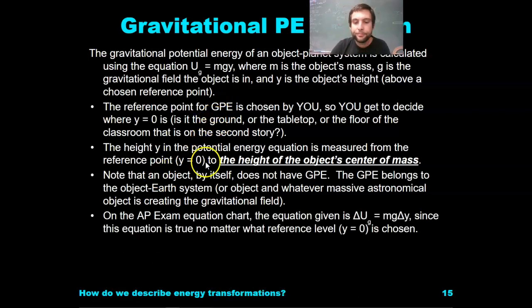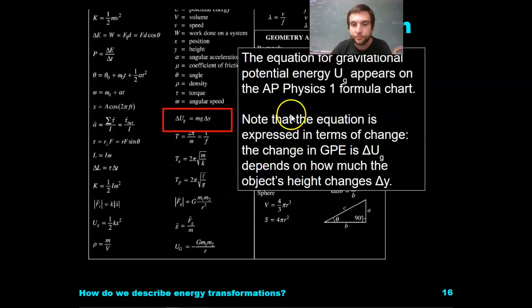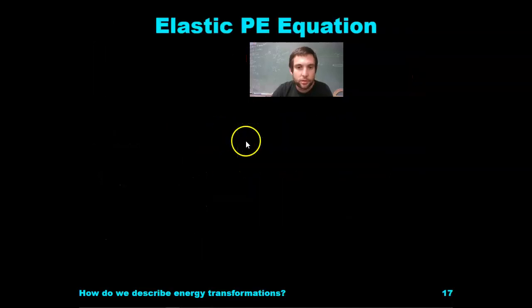On the AP exam, the equation is delta U sub g equals mg delta y, because this equation is true no matter what reference level y equals 0 is chosen. It's possible to have a negative gravitational potential energy if that object goes below your 0 height. For example, the object falls in a hole in the ground. We're now below y equals 0. There it is on the equation sheet. Note the equation is expressed in terms of change. We just talked about that.